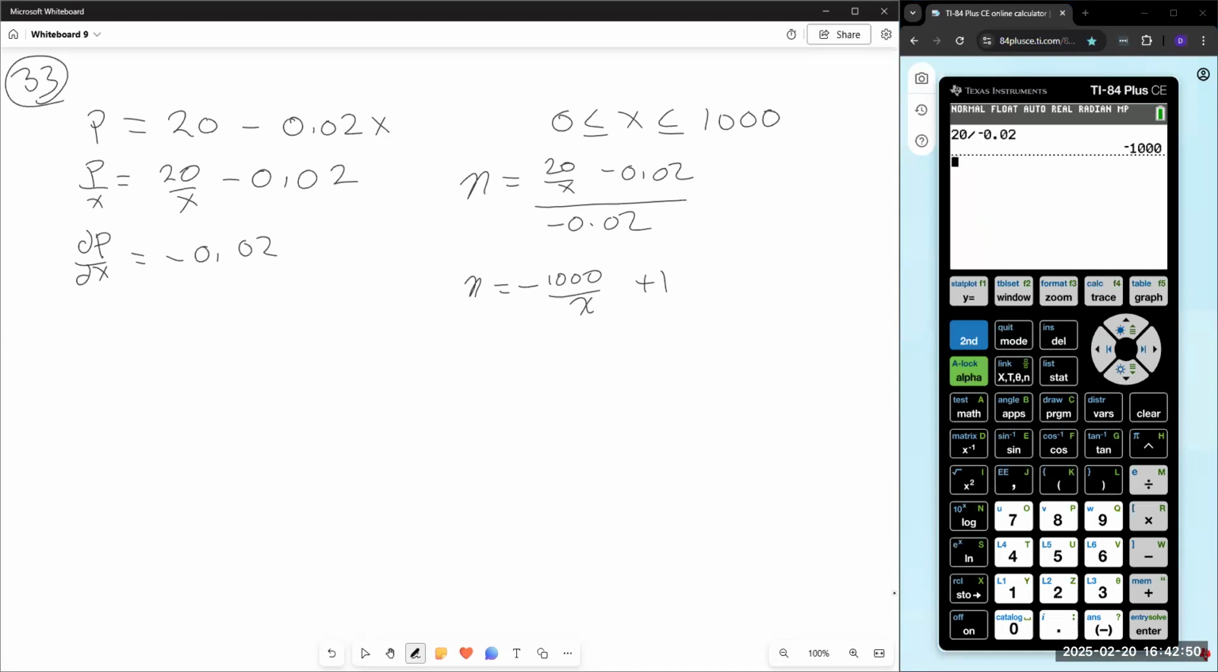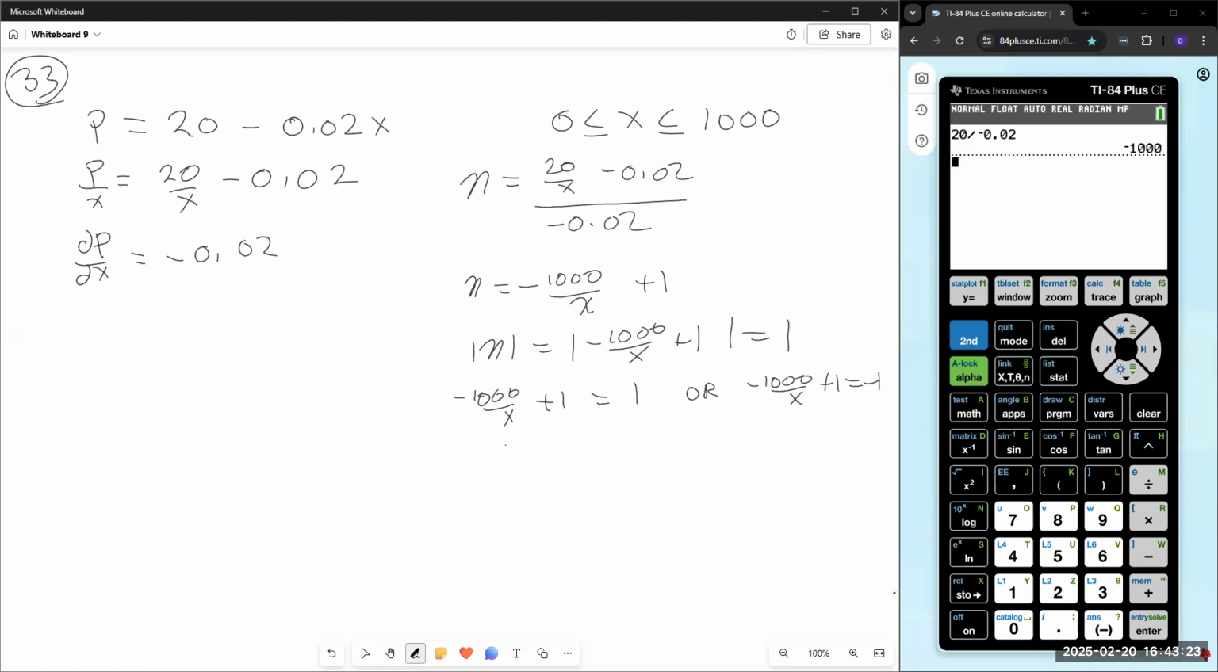So I'm going to find the absolute value of eta. It's the absolute value of negative 1,000 over x plus 1. And I want to set that to 1 to find out where it's unit elastic, where it changes from being elastic to inelastic. So that means that negative 1,000 over x plus 1 is equal to 1, or negative 1,000 over x plus 1 is equal to negative 1.